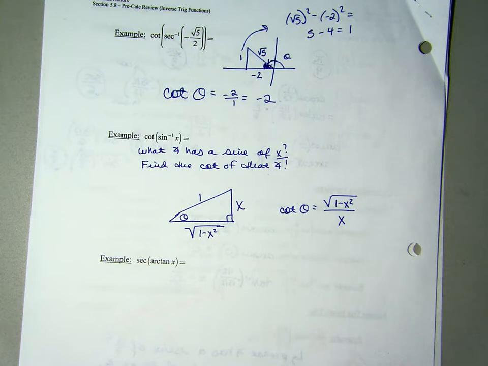You try that last one. Secant of the arctangent of x. Draw a triangle where the angle in the triangle has a tangent of x, or x over 1. Find the missing side, and then get the secant.